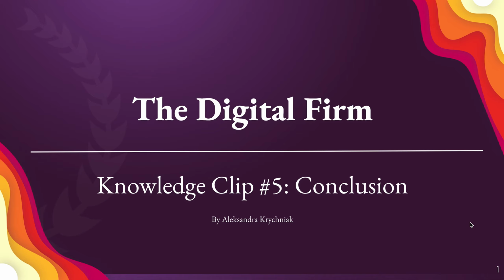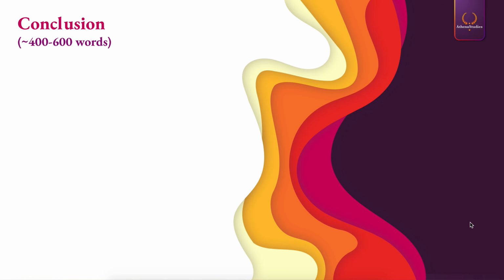So let's get started. First, again, as always, I like to give a word count range for you guys to use as an estimation for how long your conclusion should be. I would recommend in the range of about 400 to 600 words, because it's basically an overall summary of all of your paper's findings and what you were doing in your paper.